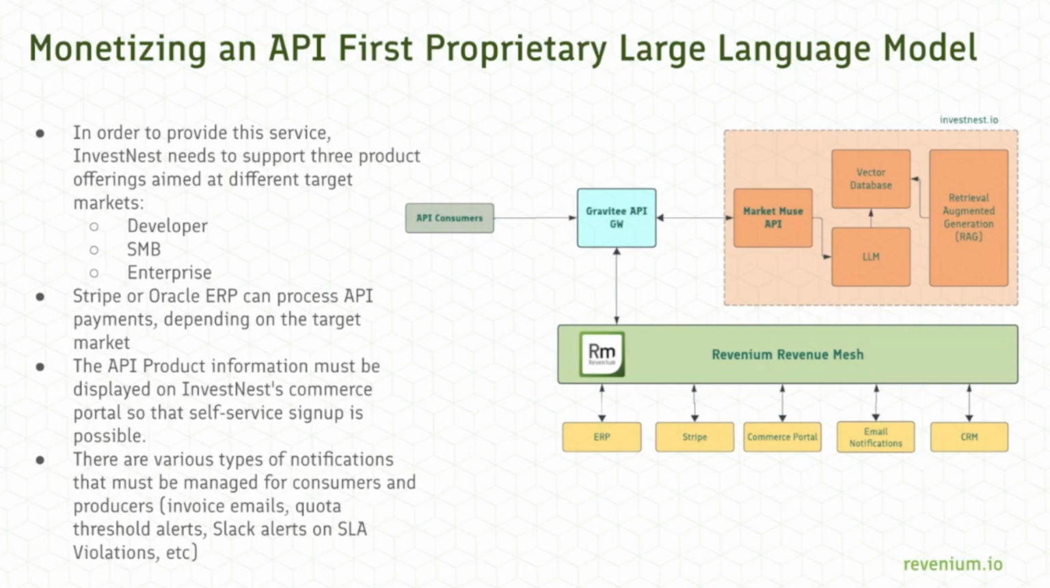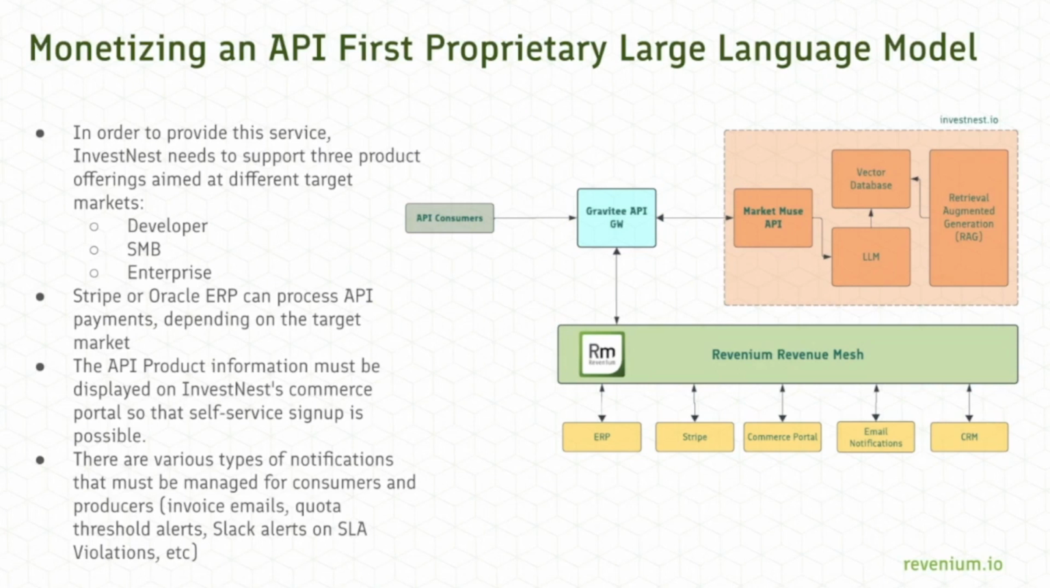In addition to the technical requirements around serving the large language model, there are also business considerations that the product manager needs to consider. So in order to provide this service, InvestNest needs to support different target markets that they're going after in terms of selling access to the API. And for the purposes of what we'll walk through today, we'll consider a developer offering, a small and medium-sized business offering, as well as an enterprise offering.